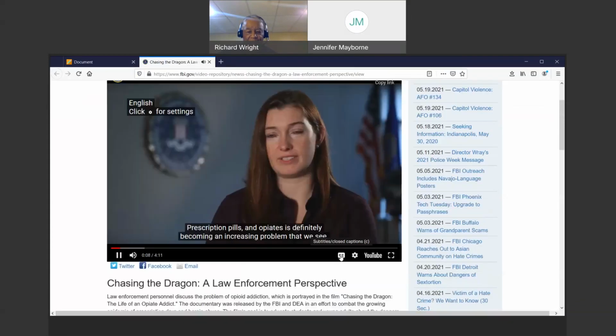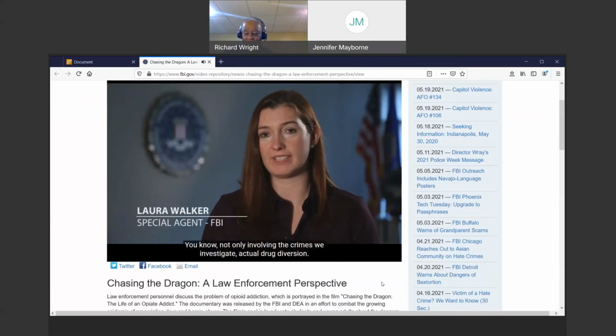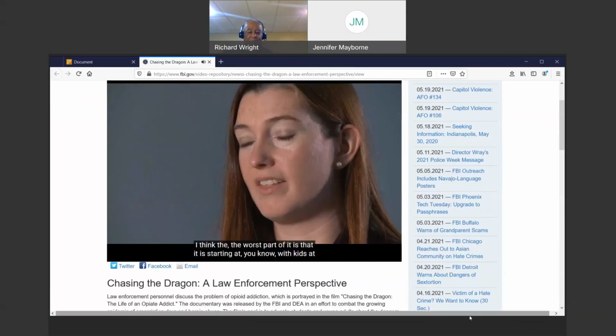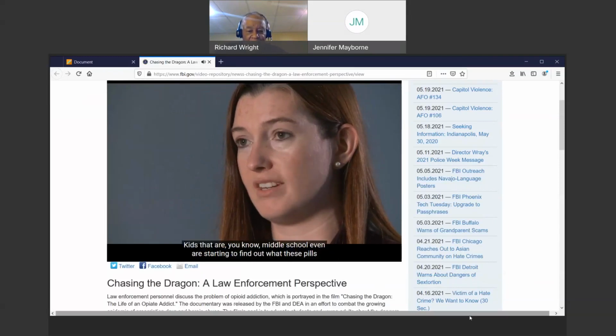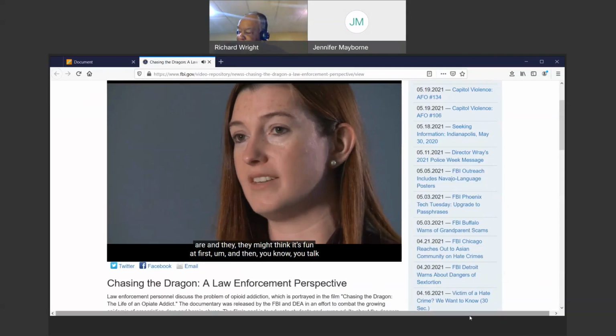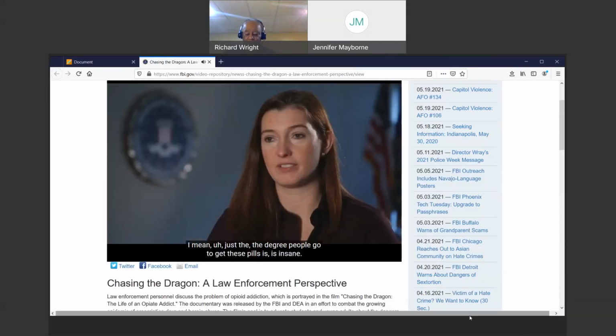Prescription pills and opiates has definitely become an increasing problem that we see, and not only involving the crimes to investigate actual drug conversion, but it involves other things too. People start committing other crimes when they start seeing the need that they have to get these drugs. I think the worst part of it is that it's starting at a very young age, kids that are, you know, middle school even, are starting to find out what these pills are, and they might think it's fun at first. And then you talk to them a year, 2 years later, and you realize it's a different story. Just the degree that people go to get these pills is insane.